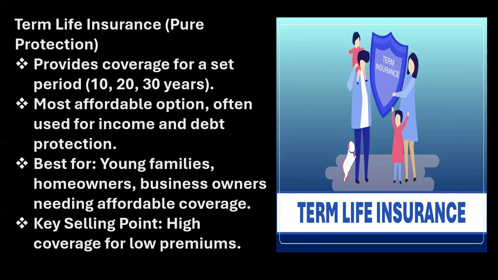Term life insurance is just pure protection. It provides coverage for a set period of time: 10, 20, 30 years. It's going to be the most affordable option, often used for income and debt protection. Some of those reasons we talked about earlier, term life insurance is a great product for that. It's best for young families, homeowners, and business owners needing affordable coverage. The key selling point here is high coverage for low premiums, especially if you get somebody earlier on in life who can lock in the next 30 years at a low cost.